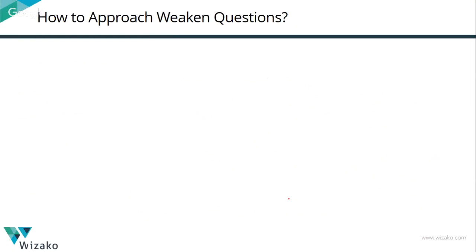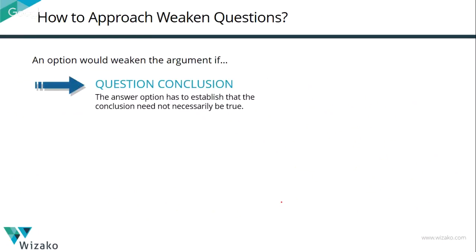So when you're working on a weaken question, how should you approach it? What are the steps that you have to take to do it? First, know what would weaken the argument. What do I look for in my answer option? I'm looking for something that would question my conclusion. I need to point out that the conclusion need not be valid. So I need an answer option that points out that we need not get rid of the online programs. That's what I need to point out.